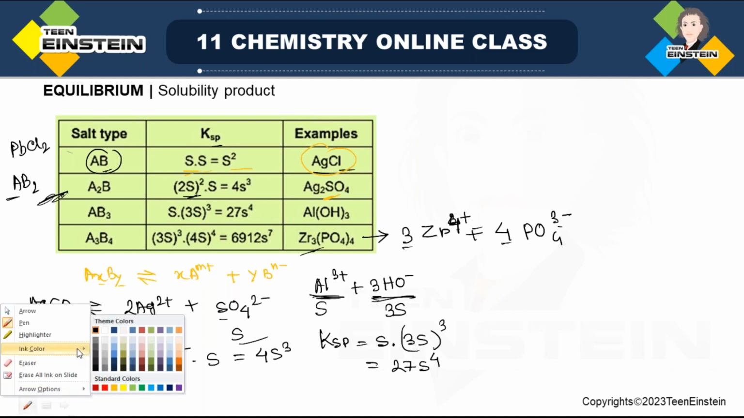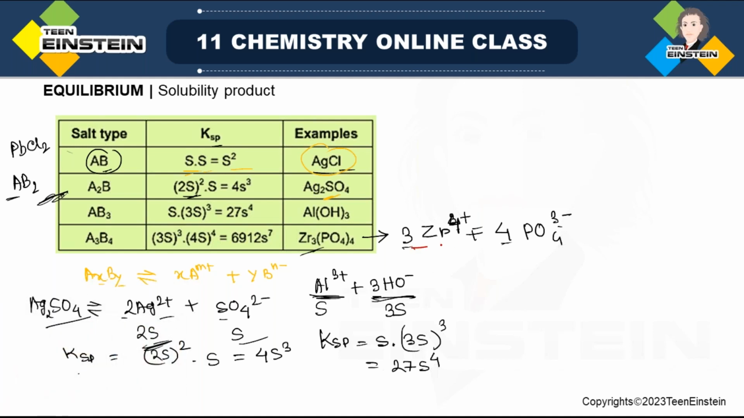So in this Zr, 4 plus. For 3 moles of Zr, we have 4 moles of PO4. That means if I am writing here 3s, it should be here 4s. Now 3s, it should be multiplied by 3. Then 4s, sorry, not multiplied, raised to the power 3, and this should be raised to the power 4. So ultimately 3 to the power 3 and 4 to the power 4, and total power of s is 7. So ultimately you will get this type of value.